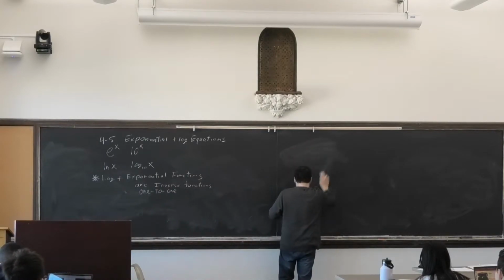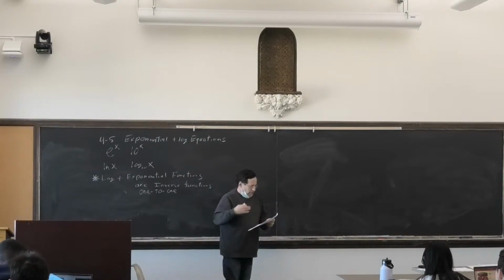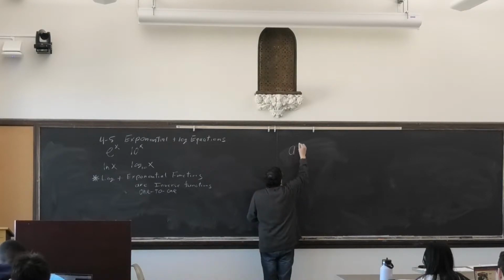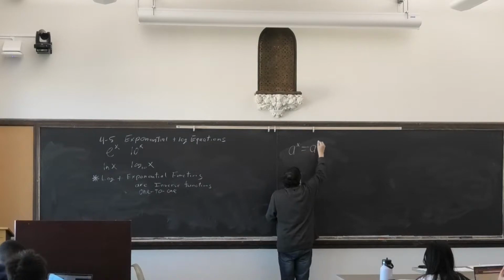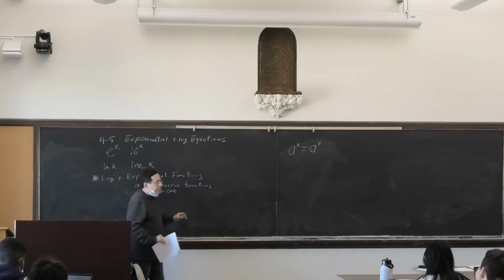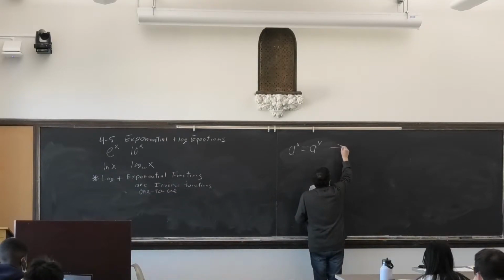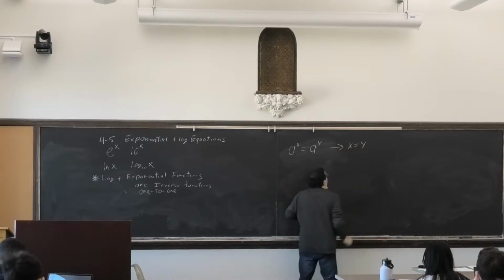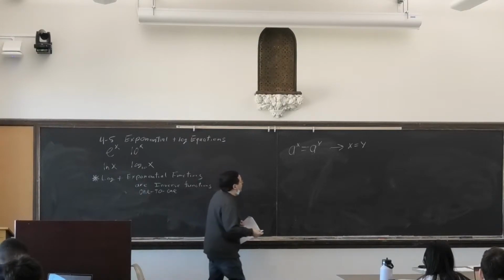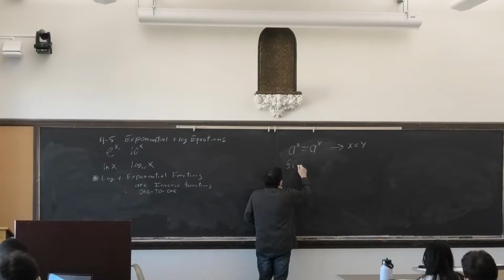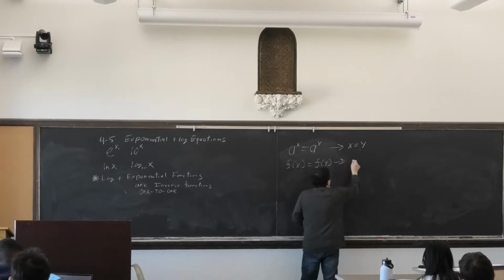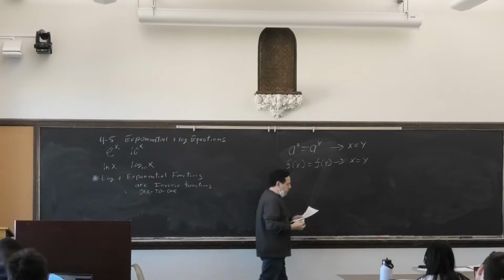So we'll come to that. Let's start with just something very simple. I have a to the x equals a to the y. Because these are one-to-one functions, I can immediately assume x equals y. There's even a more general idea, you don't need to know this: if f is a one-to-one function, then f of x equals f of y implies x equals y. That's true for any inverse.